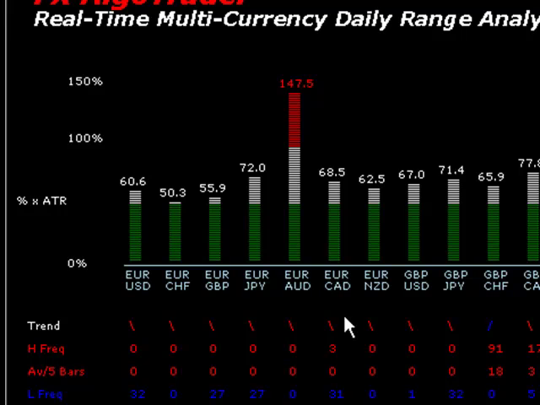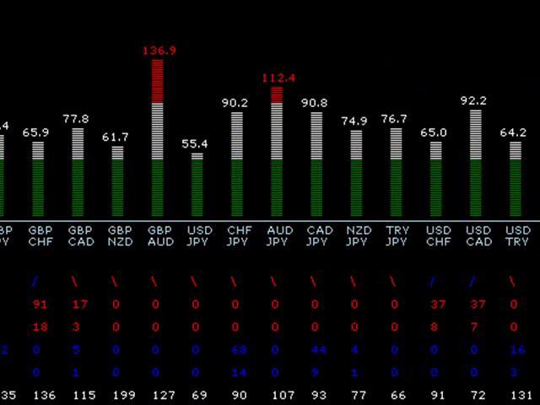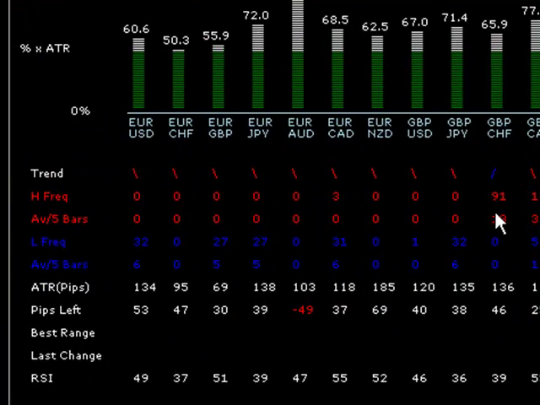More interesting, moving down, if we look at the trend indication, we can see an immediate trend indication for the pair, and beneath that there are high frequency counts and low frequency counts over a 5-bar period. What these tell us is how many times a pair is breaking new highs or new lows within a 5-bar period. This is key because it gives us an indication of where the market is moving quickly.